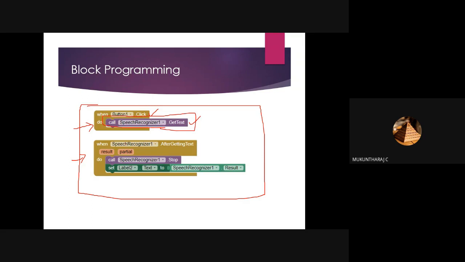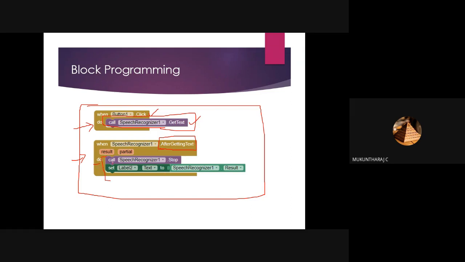Once it got the text, what it should do, that is when speech recognizer after getting text. See here, after getting text. Once this particular rule is satisfied, the user pressed the button 1 and talked something, and speech recognizer got the input and converted it into text, then this rule will be invoked. When speech recognizer after getting text, what it should do, that we need to program.